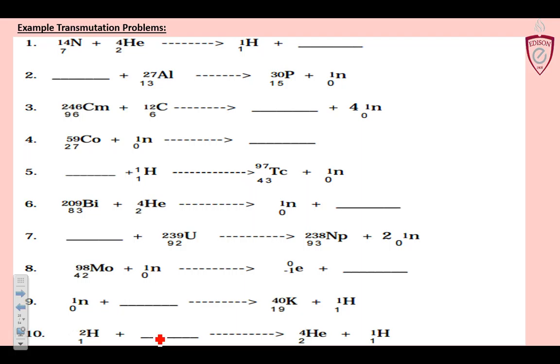Number 6. Add a helium nucleus to bismuth. All right, so 83 and 2 is 85. Minus 0 is still 85. I've got 209 plus 4, 213. 213 minus 1 is 212. Handy-dandy reference table: 85 is At, and that's it.